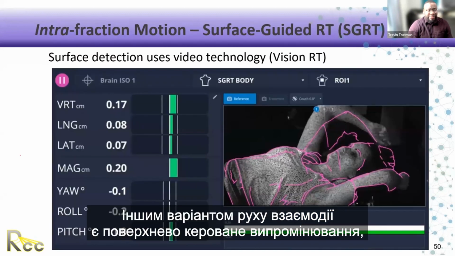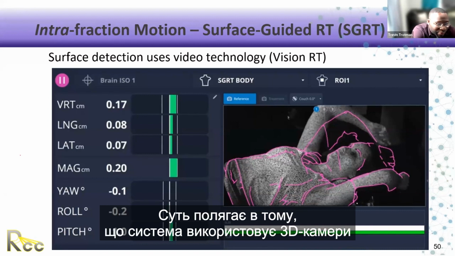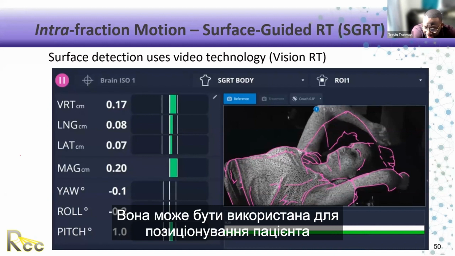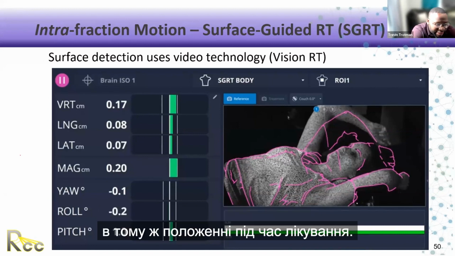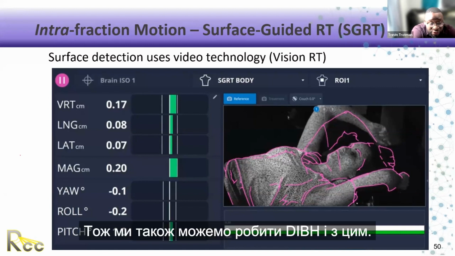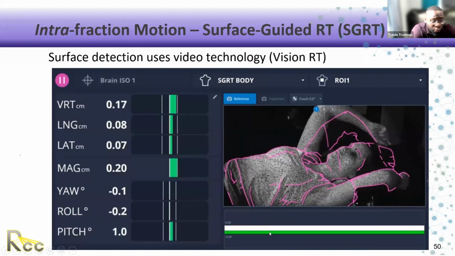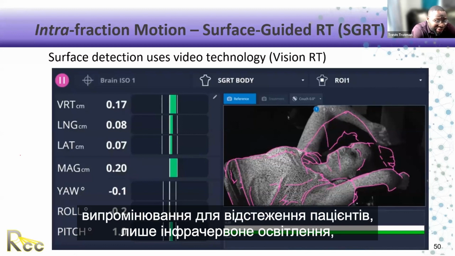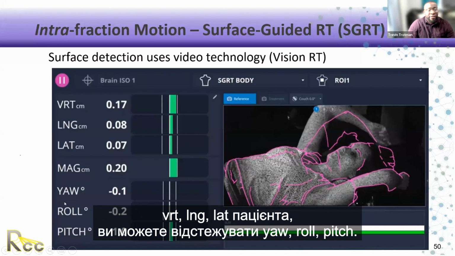Another option for intrafraction motion is surface guided radiation therapy, SGRT. I can go on for hours on this one, but we'll just keep it short. It basically uses a 3D camera system to track the body surface in real time. It may be used to help position the patient accurately before radiation, and it also keeps the patient in the same position for treatment. So we can also do DIBH with this too, as you can see the trace and accuracy here. The reason it's a big thing is that you're not using any type of radiation to track the patient. It's just infrared lighting in the rooms, and you're able to track the patient's vert, long, lat, yaw, roll, pitch.